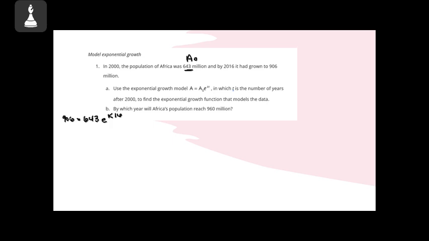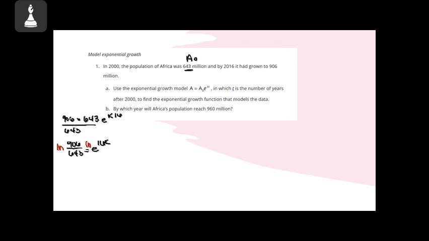So if I start with dividing by the 643, which we know we've done multiple times now, this one's not going to come out nicely. It's going to be a decimal. So what I'm going to do is write it as a simplified fraction. It doesn't actually reduce, so we're just going to leave it as 906 over 643 equals e to the 16k. So we know that we can solve for this by natural logging both sides.